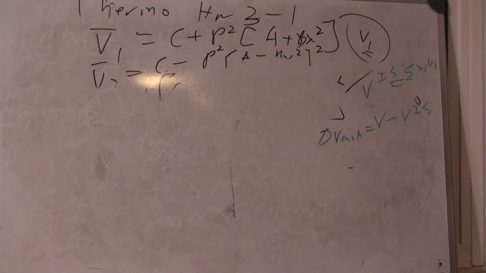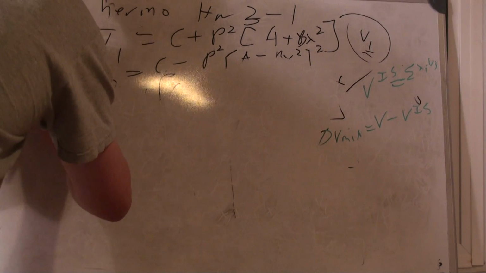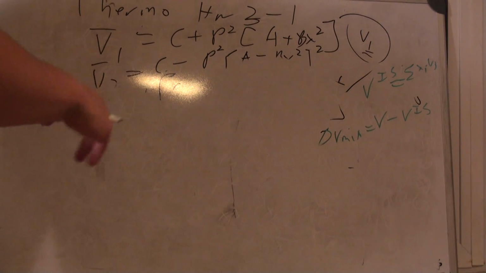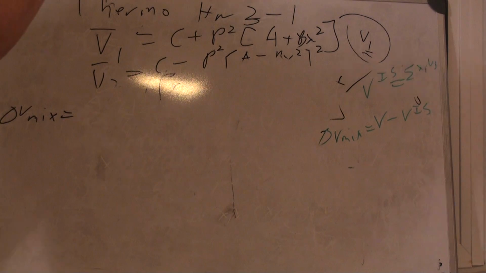I also had that V that I just erased, but whatever, I kind of remember what it was. It was like C plus A times C plus B times some stuff. Okay, so what was it? It was delta V mix is equal to, so I can do that and plug it back in.